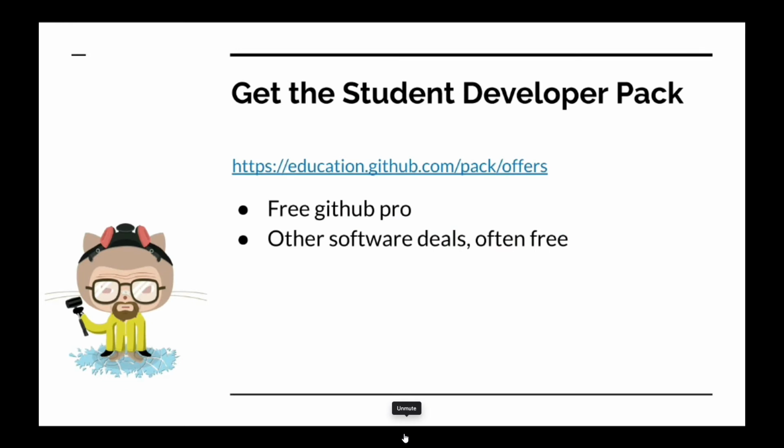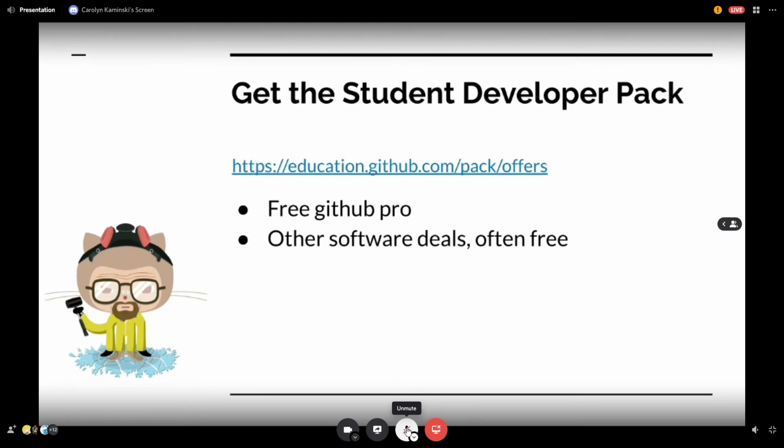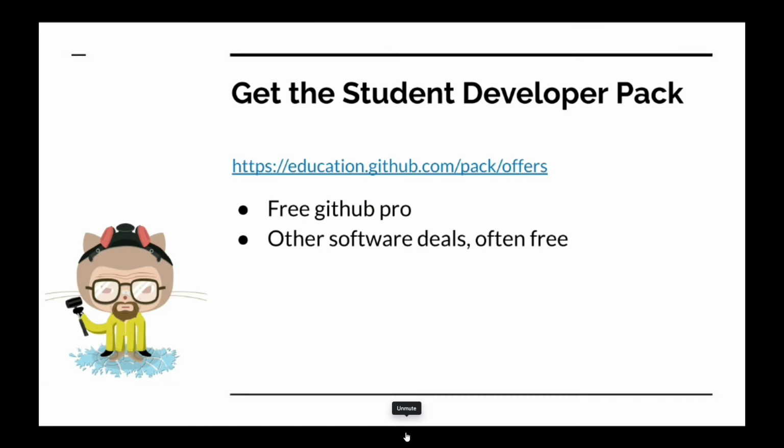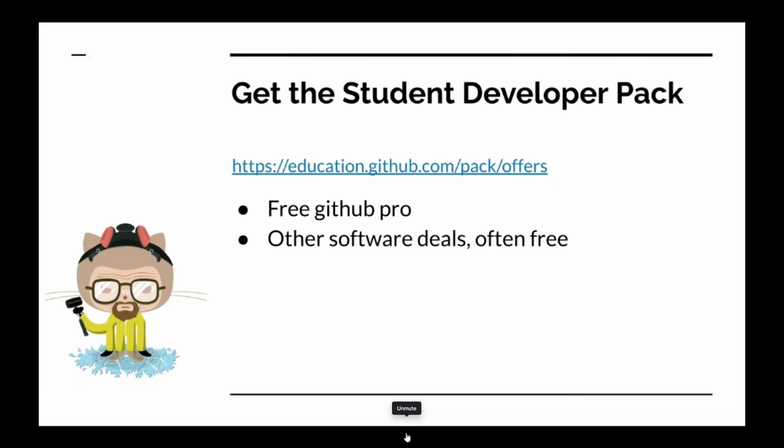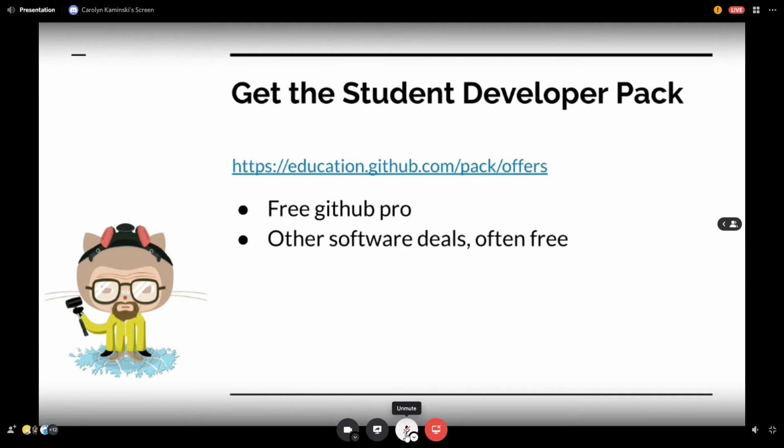Another thing is to get the student developer pack. You can get free GitHub Pro, which means you can have private repositories for unlimited contributors. There's also a whole bunch of other software deals and tools, because they want students to get used to certain tools so that when they do get a job, they can pitch it to their company, or when they finally have a budget and a job, then they'll pay. But there's a lot of great things you can learn to use, a lot of powerful things you can do for free now.